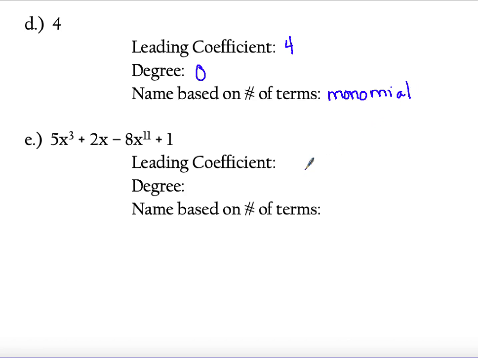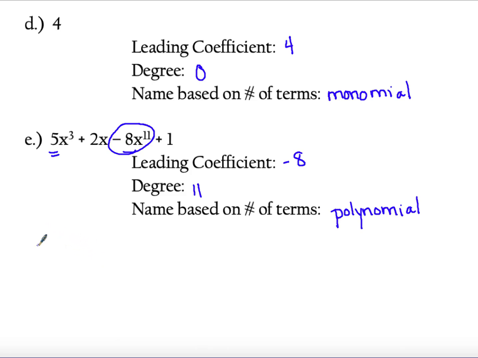Letter E, the most tricky one in the bunch here. That leading coefficient is not the 5, because that's not where your largest exponent is. So when we check this one out, we see the negative 8x to the 11th. That's going to make our leading coefficient negative 8. Our degree is going to be 11, and because it has more than 3 terms, we're just going to call this one a regular old polynomial.